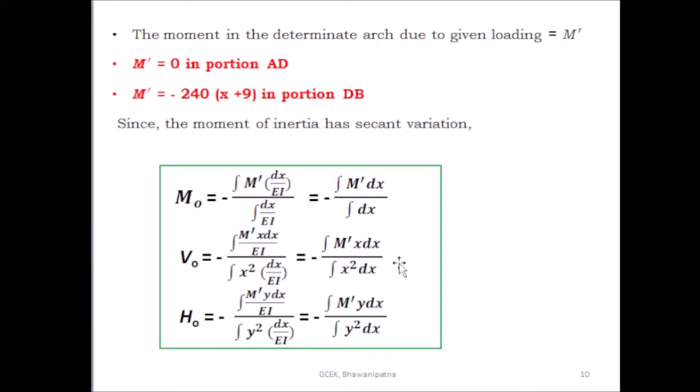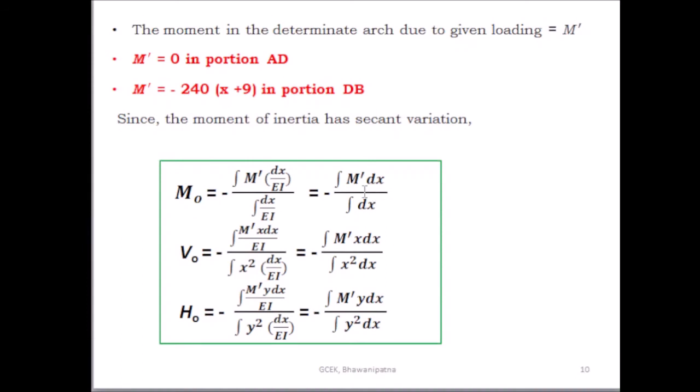Similarly, HO is the horizontal force at the elastic center O, and you can find it using this relation: minus integration m dash y dx by EI divided by integration y square dx by EI. After cancelling EI, this is equal to minus integration m dash y dx divided by integration y square dx. Using these formulas, you can find the moment, the vertical force and the horizontal force at the elastic center. First you find the denominator values: integration dx, integration x square dx and integration y square dx.